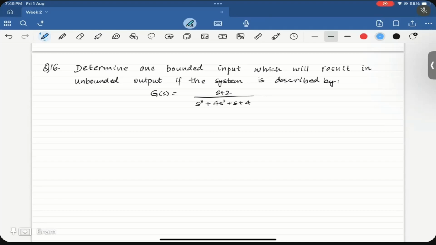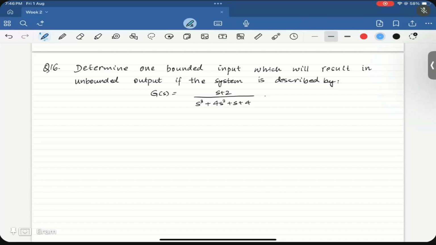First tell me whether this system is BIBO stable or not. If it is BIBO stable, then we will not be able to find any bounded input that would make this response unbounded. So first we have to check whether it is BIBO stable or not. If it is not BIBO stable, then only we can identify any one bounded input that will make the system response unbounded. So first we have to check BIBO stability.